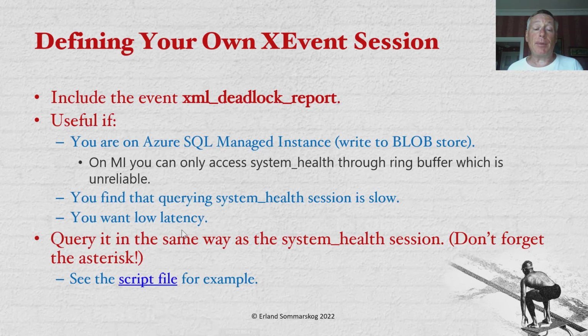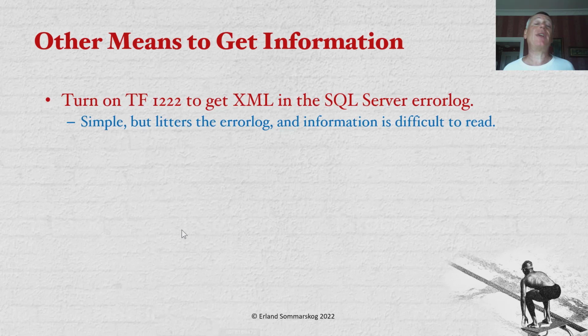Now, there are a few more ways to get information about deadlocks. You can turn on trace flag 1222 and you would get the deadlock XML in the SQL Server error log, except that you will not get the angle brackets of the XML. This is kind of a low-tech, simple method that some people may prefer. Other people say that no, this is the error log, don't do that. And overall, I would say the information is a little more difficult to read because you also have the standard stuff in the SQL Server error log.